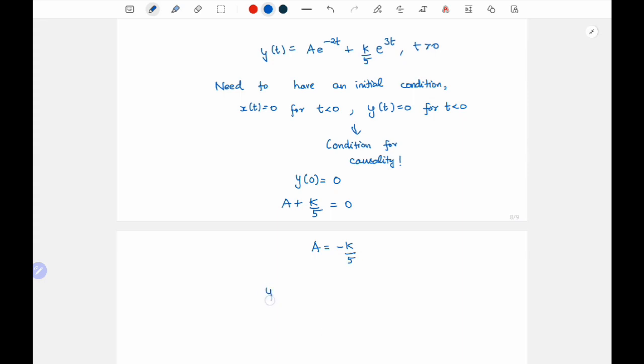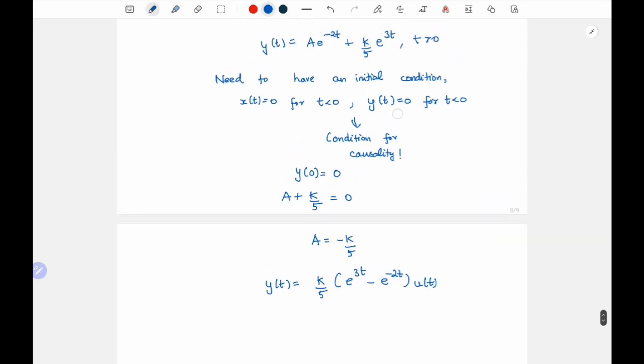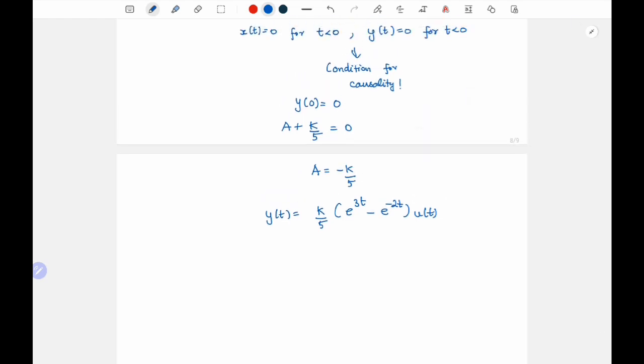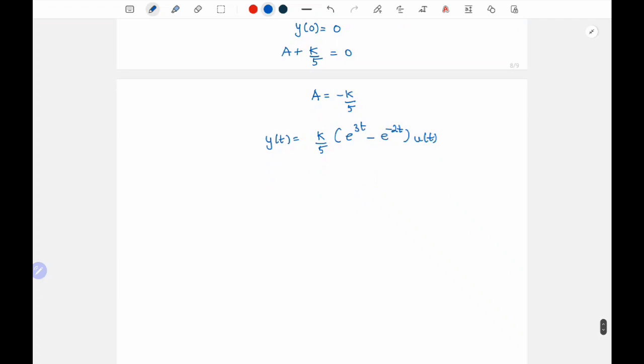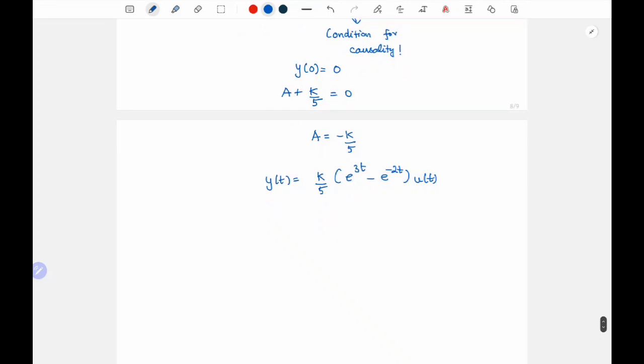So now we get the entire response. y of t is equal to, what did we get? k by 5 into e power 3t minus e power minus 2t into u of t, because the output is going to be 0 for t less than 0. Right? So we were able to find a from this initial condition. And also we saw that y of t can be defined for all instants of time using this causality condition. So these kind of equations are common when you try to solve an RC network or RLC circuits. So what we actually get is these kind of differential equations and we need to solve them.